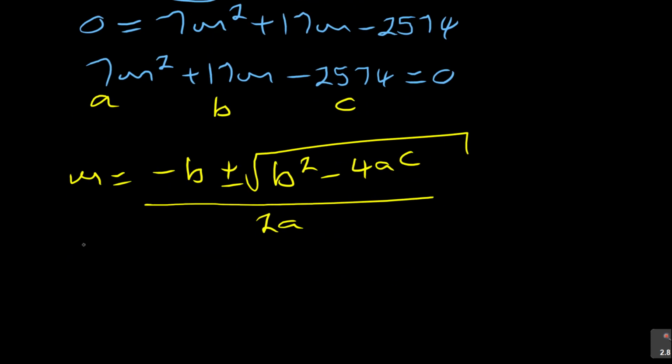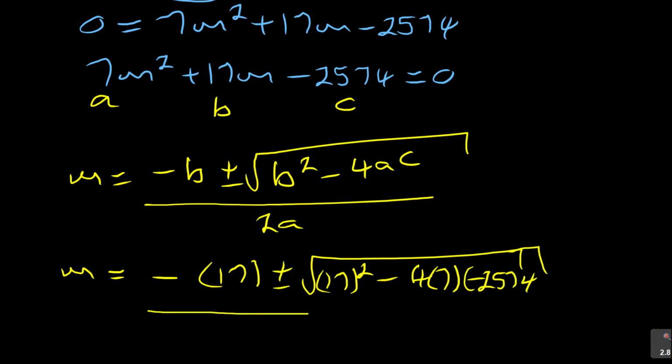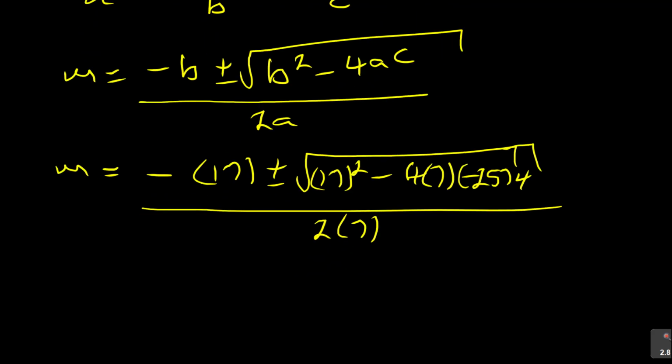And then from there, m is equal to minus b, which is 17, plus or minus square root of 17 squared minus 4. My a is what? My a is 7. ac is negative 2574, all over what? 2a is 7. Then you get two values of m. One will be valid and the other one will not be valid in most cases.